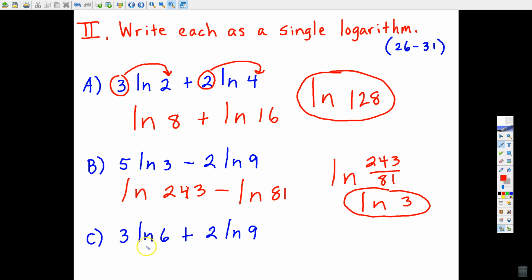Okay, so let's see, Heather, can you tell me, using the power property, how I would change this? Just using the power property, what would it become? Okay, natural log 216, that's 6 cubed, plus natural log 81. And let's see, Kate, what property will we need to use now? The product property, 2 logs being added, can be joined together as 1 log using multiplication.